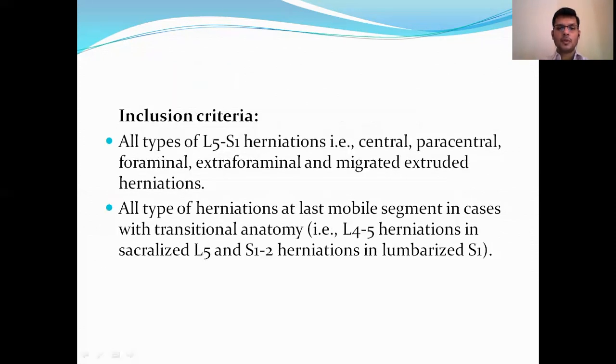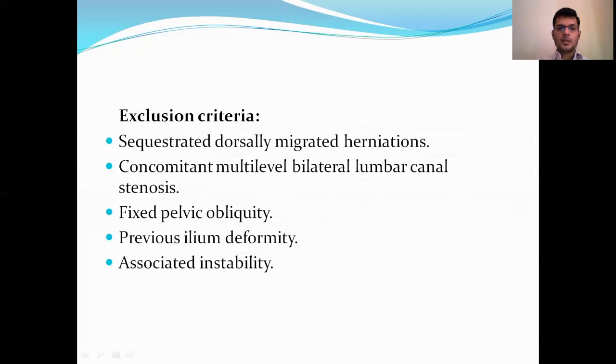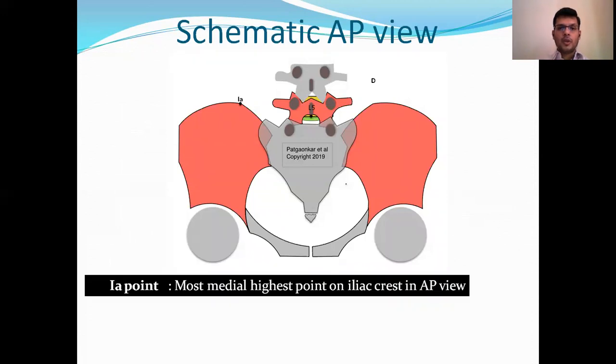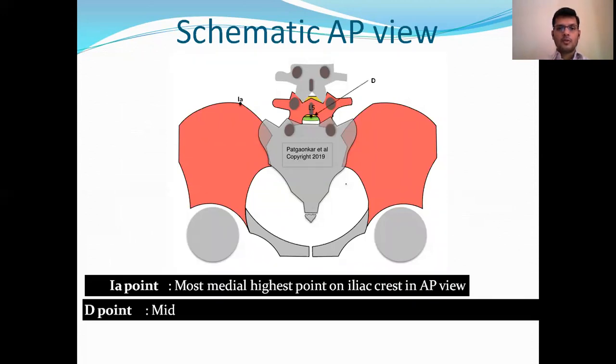All types of L5S1 herniations and all types of herniations at last mobile segment were included in this study. The cases with sequestered dorsally migrated herniations, concomitant multilevel bilateral lumbar canal stenosis, fixed pelvic obliquity, previous ilium deformity, and associated instability were excluded. This schematic AP view diagram shows various radiographic parameters which were used in our study.